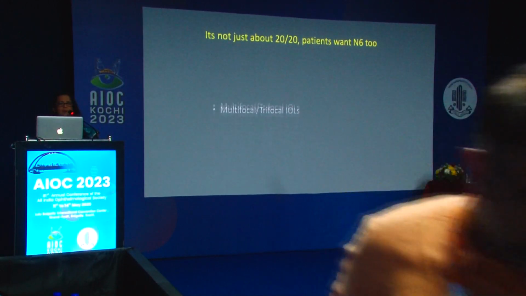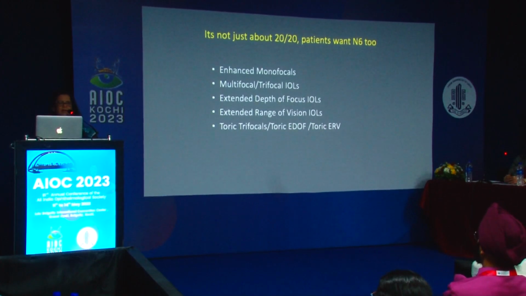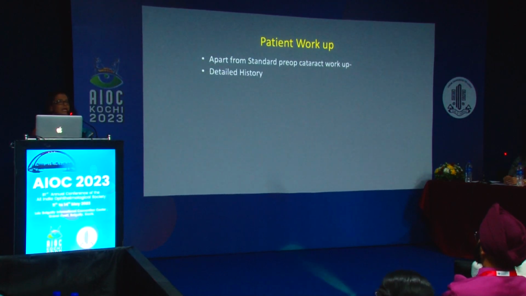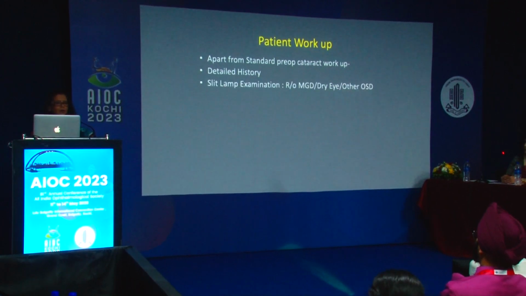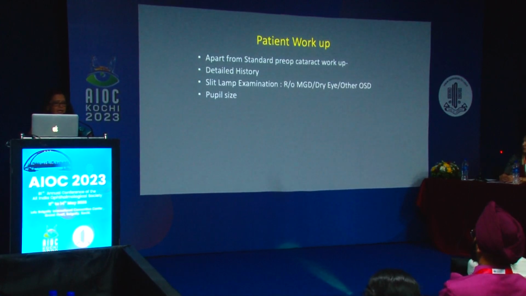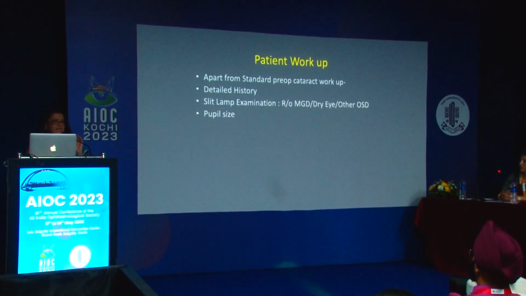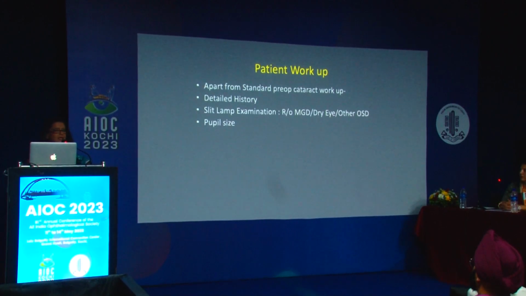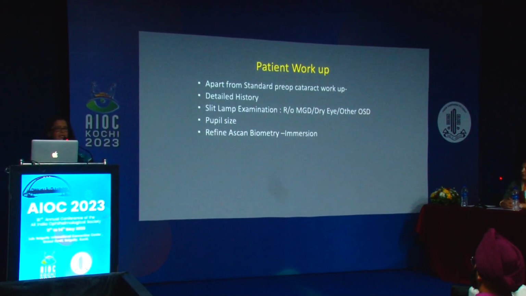So it's not just about 20/20, but it's also about giving them distance, intermediate, and near vision at all points in time. So apart from the standard pre-op cataract workup, which you all know, a detailed history, about which I'll be talking subsequently, is very important. What all to look for on slit lamp, how to make a note of pupil size, because all said and done, we still have some premium presbyopic IOLs which are pupil dependent: whether they'll accept EDOF, how much of their diffractive rings will be exposed. So we need to look at that.